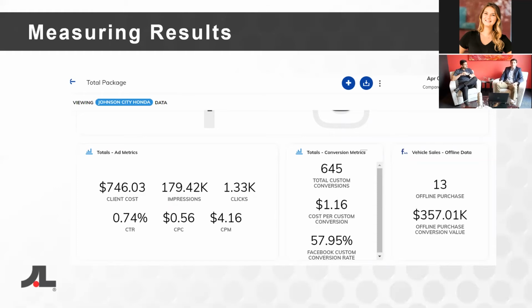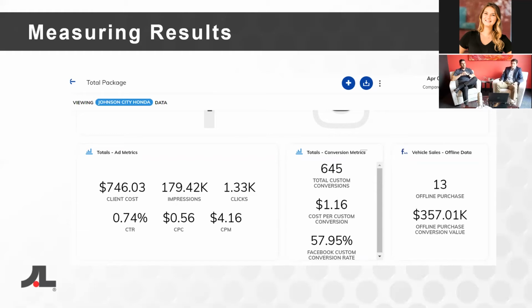Here's an example you can see on the right-hand side. This is looking at Johnson City Honda dealership in Eastern Tennessee. This is for this month. So, we still have a few days left, but again, this is the big benefit of the daily automation. So we can see really daily and weekly what's going on. 13 offline purchases means they sold 13 vehicles. The offline value of 357,000 is the revenue they generated off those 13 vehicle sales.